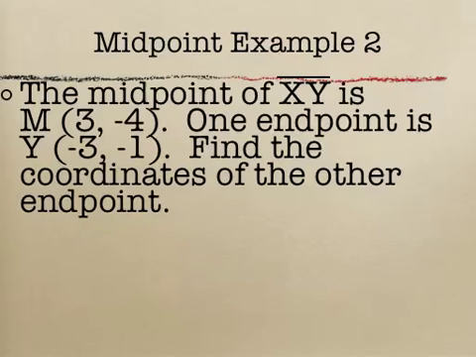Midpoint example 2 says the midpoint of segment XY is M at (3, negative 4). So they've given us the midpoint in this case. One endpoint is Y at (negative 3, negative 1). Find the coordinates of the other endpoint. This one's a little bit different from example number 1 because I'm given the midpoint and one endpoint, and so I'm going to have to use the midpoint formula to find the other endpoint.